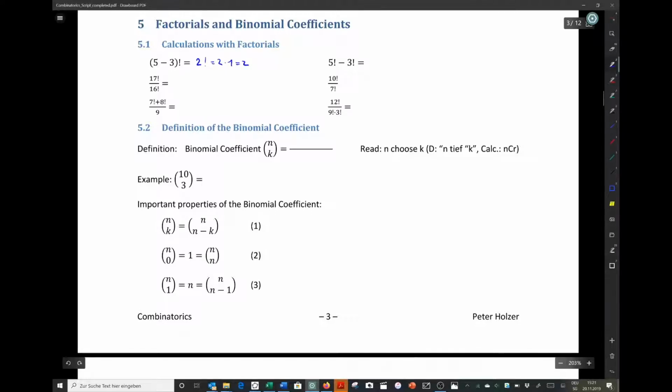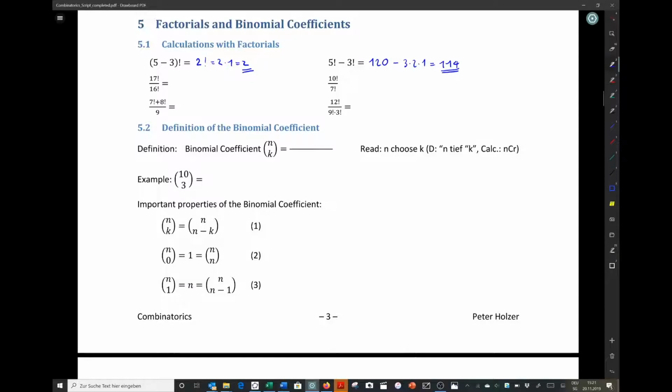5 factorial minus 3 factorial is now something completely different, because 5 factorial, when we take it really, we get 120, 5 times 4 times 3 times 2 times 1, minus 3 factorial being 3 times 2 times 1, which is 6. So we get 114, quite something different.